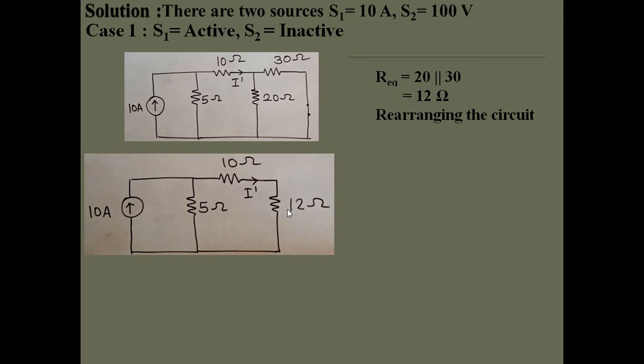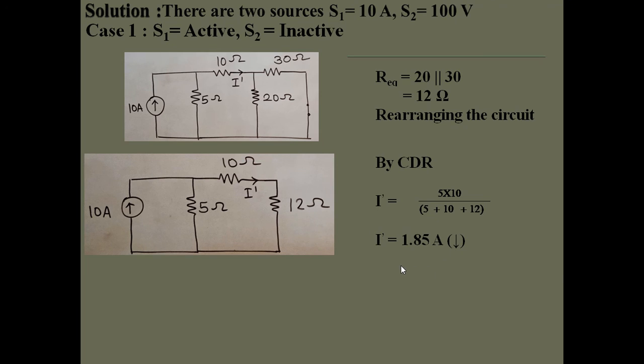I dash will be equal to, by current division rule, opposite branch resistor into total current divided by addition of all resistors. So I dash will be equal to 5 into 10 divided by 5 plus 10 plus 12. This value is 1.85 ampere. As you can see, this current is going from left to right and it will go downwards in this direction. So I have written a downward arrow.